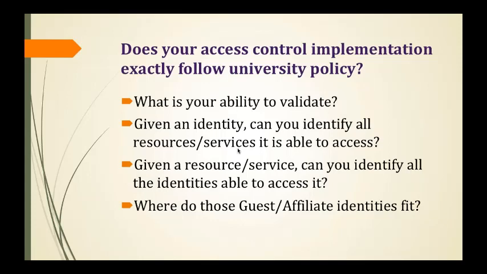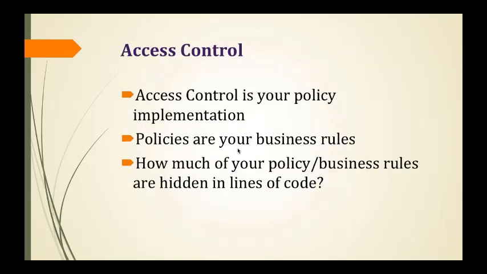Are you sure that your access control implementation exactly follows university policy? Are you able to actually validate what your access control policy is? For example, given an identity, can you identify all the resources and services that that identity is able to access? And conversely, if given a particular service, can you identify the identities that are able to access it? And where do your guest and affiliate identities fit inside of this validation and monitoring scope? Access control is implementation of your policy. Policies are your business rules. How many of your policy and business rules are hidden in lines of code where it's not easy to even extract what they are?